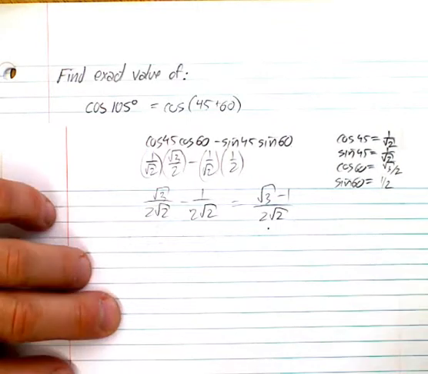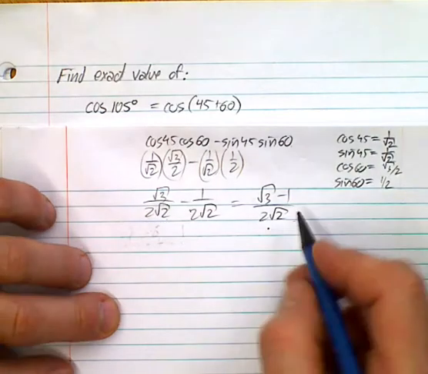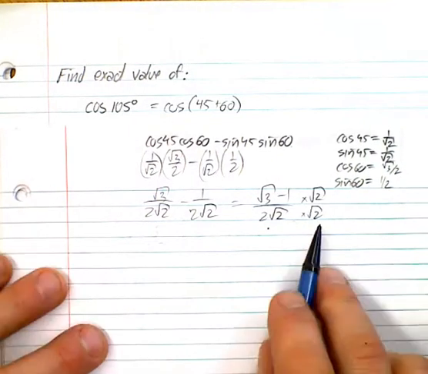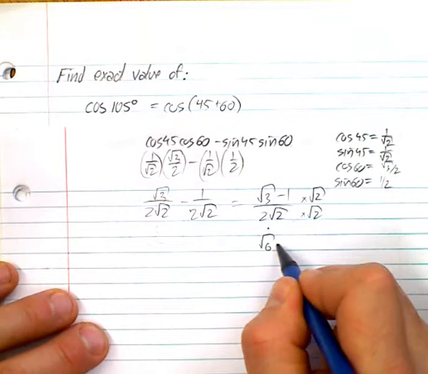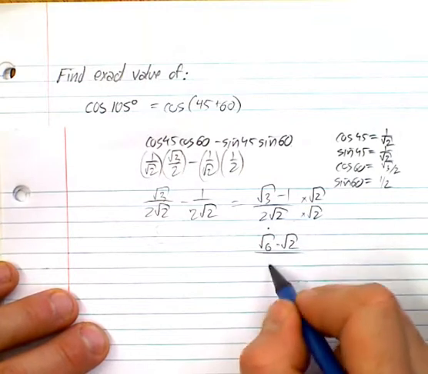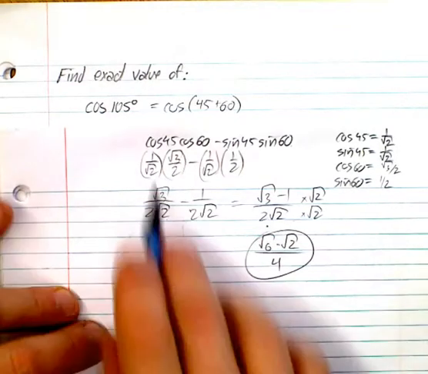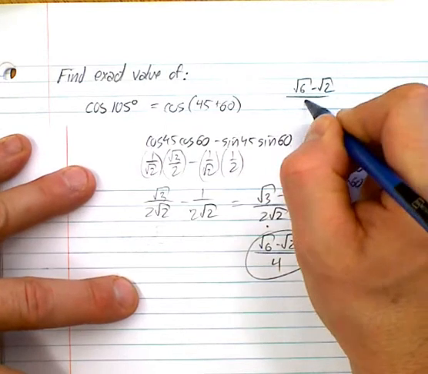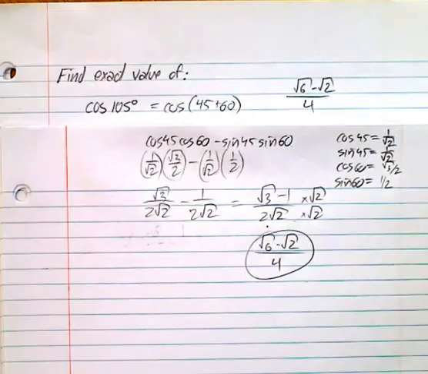Now, unfortunately, we don't like to have the radicals in the bottom, so what you do is you multiply by that radical, and you end up getting root 6 minus root 2 all over 4. And that would be your final answer for this bad boy. Okay, root 6 minus root 2 all over 4. There you go, an exact value.